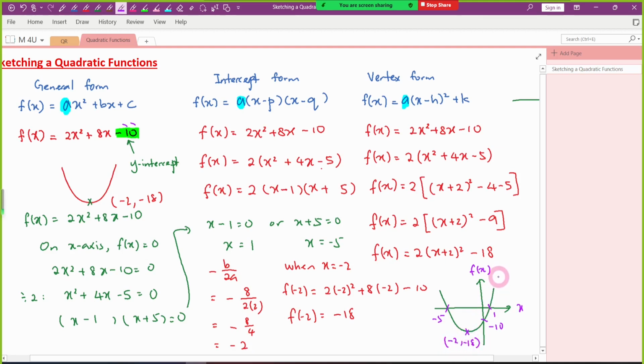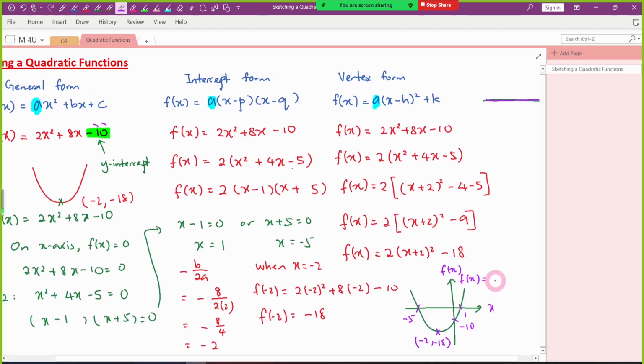After sketching it, don't forget to write down the function beside the graph: 2x squared plus 8x minus 10. Okay, so this is the function of this graph. Now I'm going to explain to you, if the question is given in intercept form, how do we get this information?